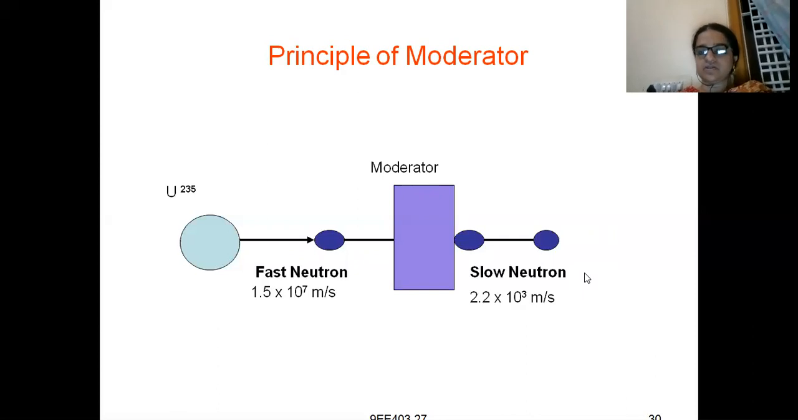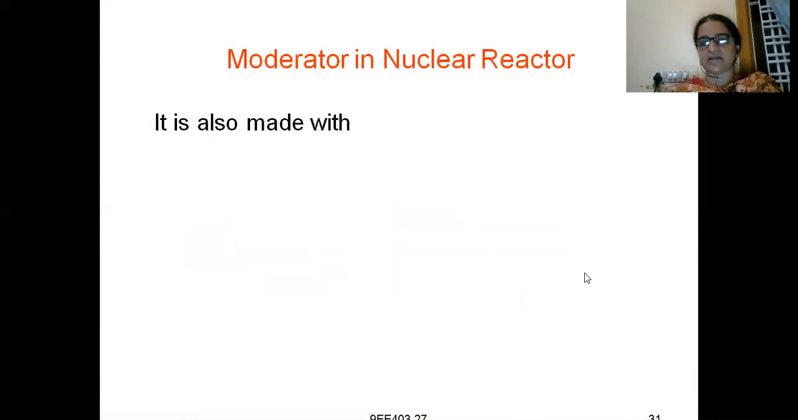After entering the moderator block, this neutron is turned into a slow neutron with a speed of 2.2 into 10 to the power of 3 meters per second. A big speed difference can be observed in the speed of the neutron before the moderator block and after it. In between there is only a moderator block. Here a high-speed neutron has been changed into a slow-moving neutron. So this is the principle of the moderator, which they have shown in a diagrammatic form.